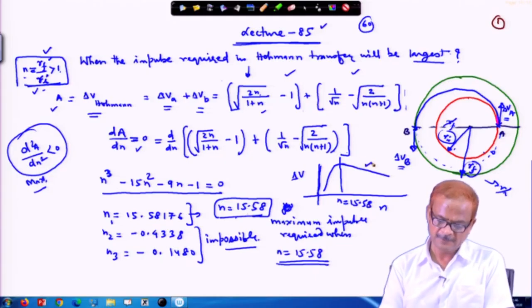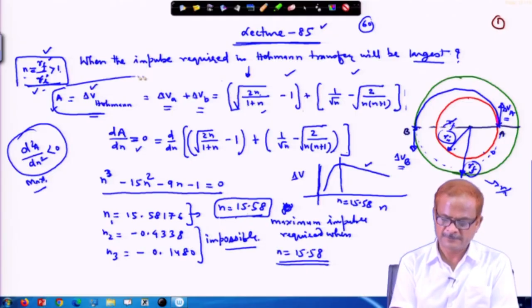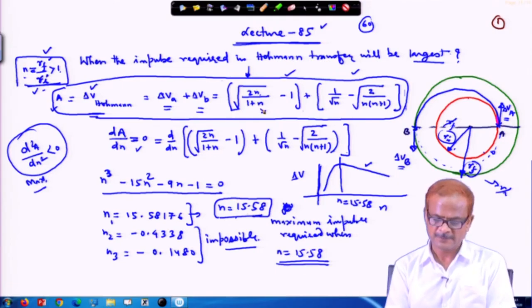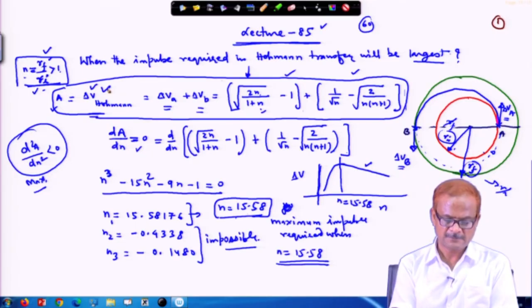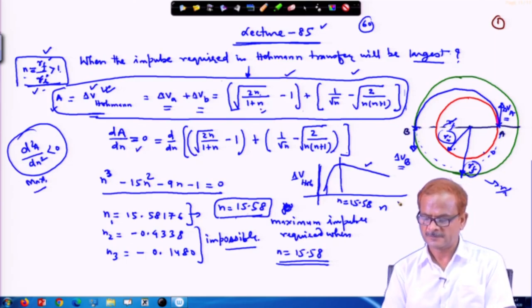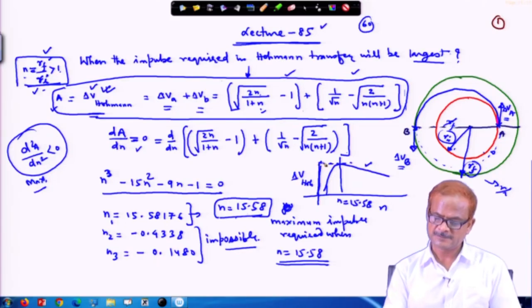And how do we get this curve? We get this curve by plotting this delta v as we have written here. This whole thing has to be coded, giving different values of n and calculating this delta v for the Hohmann transfer, and we need to plot for different values of n. So, you change n from 1 to say 100 or 60, whatever, and plot it. You will get this result. And this maximum takes place here, which corresponds to the 15.58 we have written here.